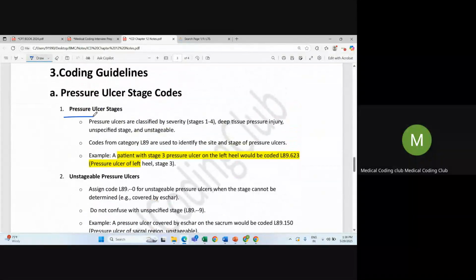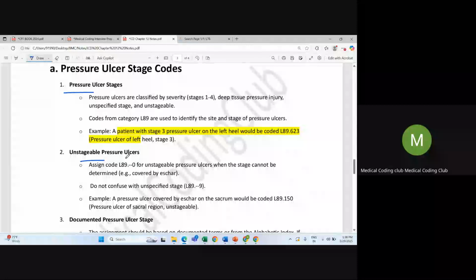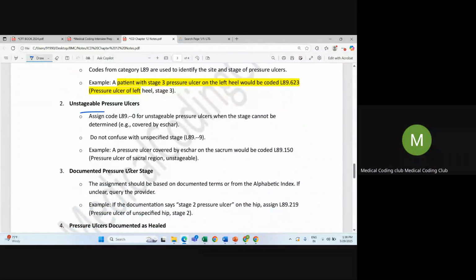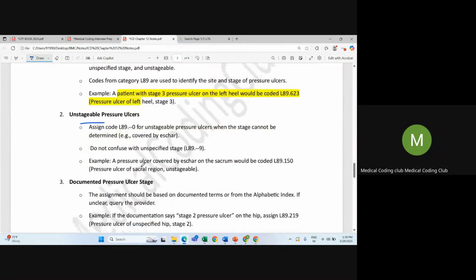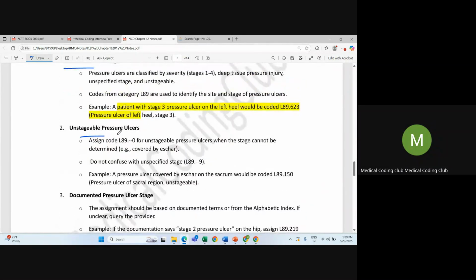Guidelines are very important, and all the guidelines regarding pressure ulcer and non-pressure ulcer you need to check before going for the interview. Anything they can question. Say for example, what if you get documentation as healed pressure ulcer? How will you code? If it is mentioned as healed pressure ulcer, then you don't need to code for that. Likewise, they can also ask the difference between unstageable pressure ulcer and unspecified pressure ulcer.